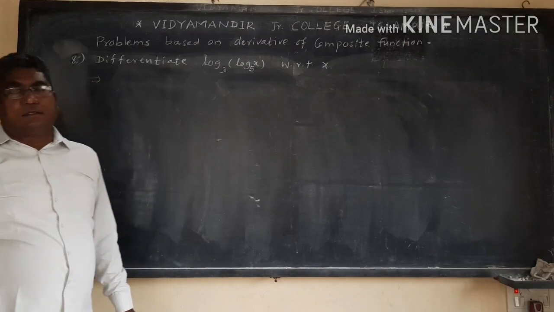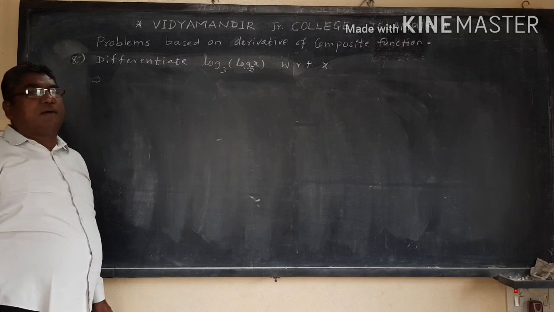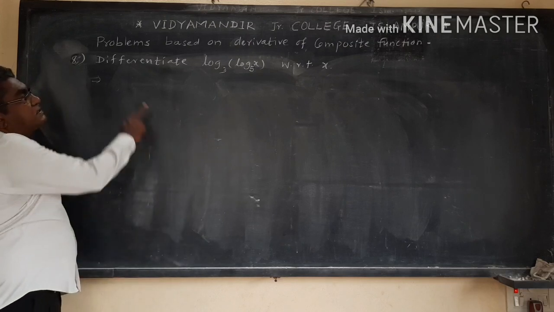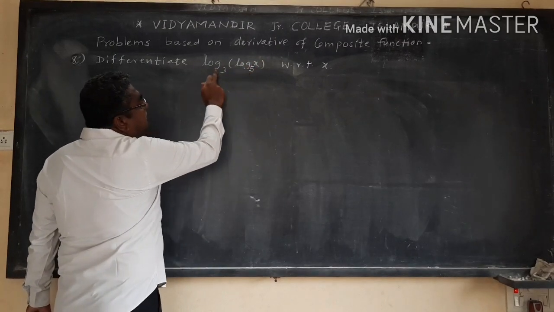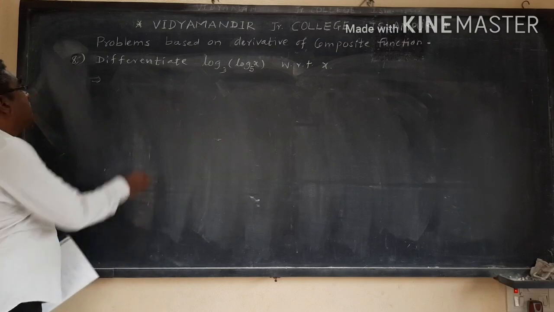Hello friends, continue problems based on the derivative of composite function. Let's start. Differentiate log of log x to the base 5 to the base 3 with respect to x.